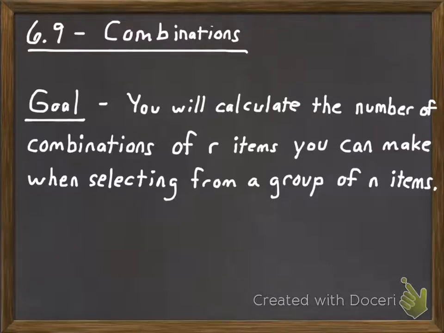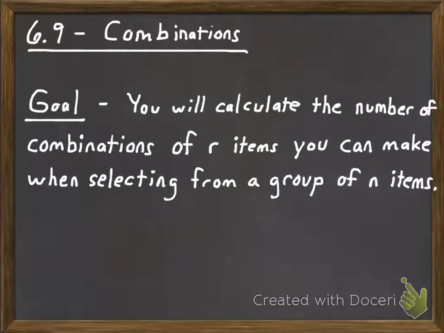What I want you to be able to do after this video is calculate the number of combinations of r items that you can make when selecting from a group of n items. Say I have 10 students that I can choose from, and I want to form committees of 3 students. How many different combinations of 3 students could I get from a group of 10 students? That's the type of thing we're going to be figuring out.